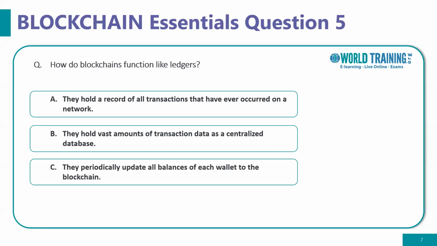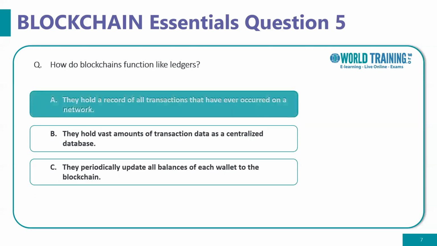Let's see the correct option, and option A is the correct option. They hold a record of all the transactions that have ever occurred on the network. That's how a blockchain basically functions as a ledger, because they are the record keepers of all the transactions in the network.